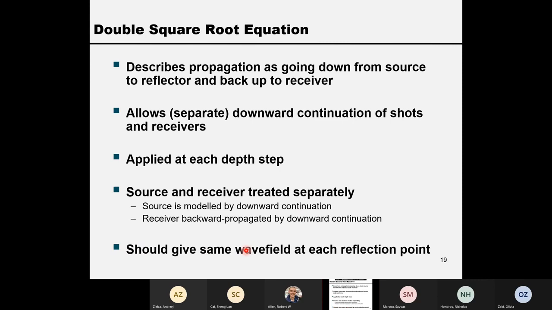So the key equation here is the double square root. Double square root means one square root describes the wave propagating downgoing to the reflector, and the other is upgoing back to the receiver, from the reflector back to the surface. So that's the double square root, right? And you can still use downward continuation, either for shot or receiver, both going down simultaneously.